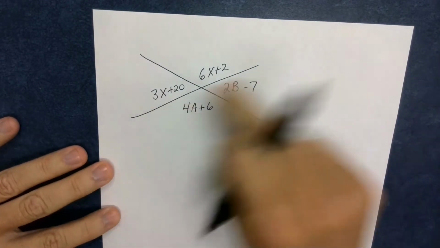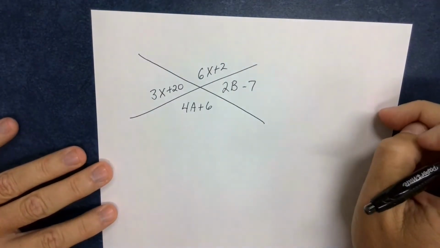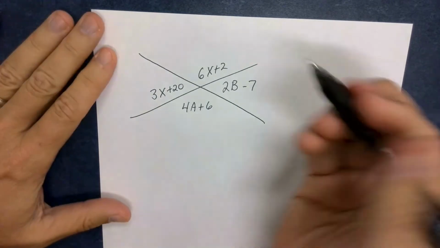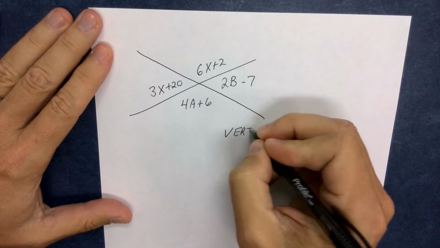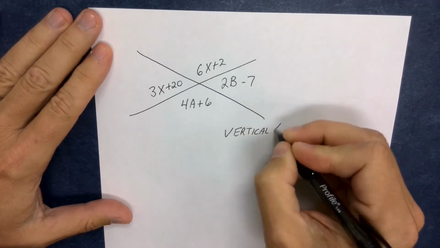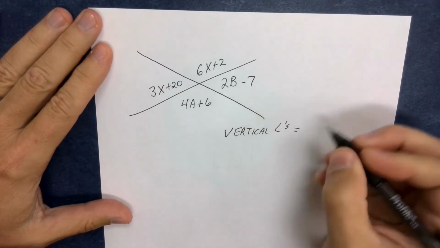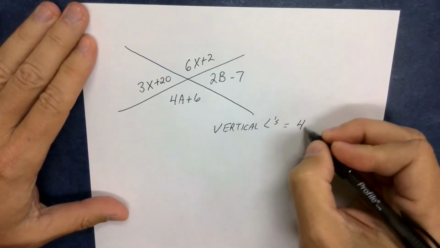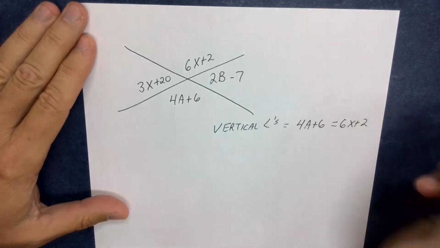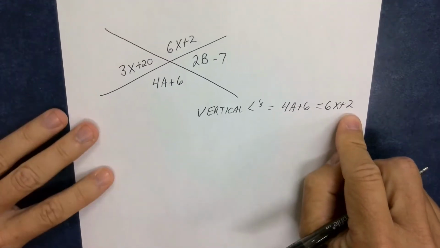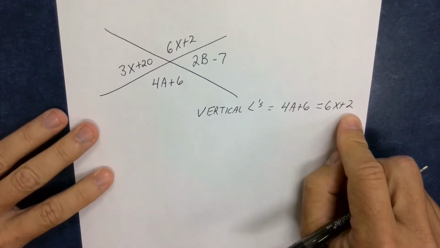Well, I know, because these two lines cross, that I have vertical angles. So I know that this is true. So here's some facts. Due to vertical angles, I know that 4a plus 6 equals 6x plus 2. Yeah, that's true. But what does that tell me?